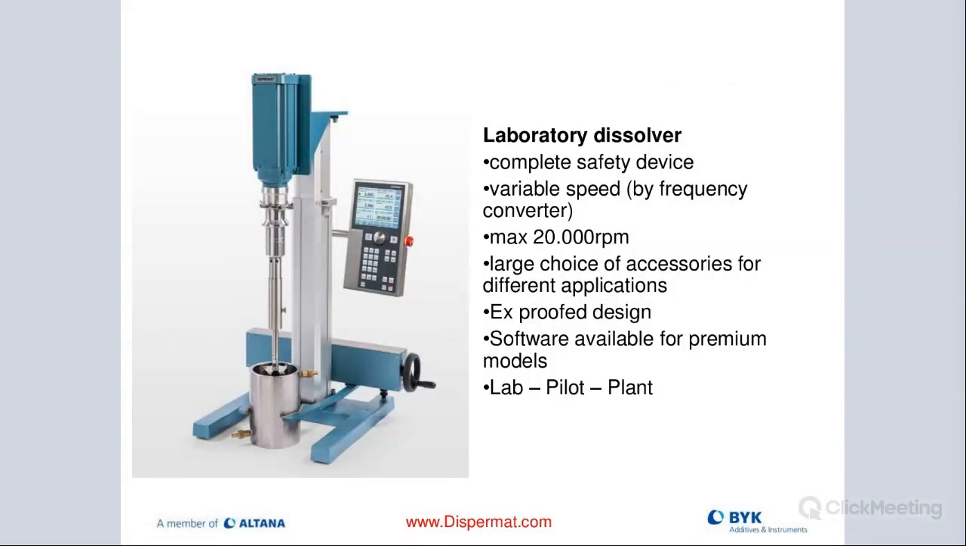So lab dissolvers come with safety features. They can go up to 20,000 RPMs. Again, that modularity. We have explosion-proof models for the premium models like the C technology ones, like you can see, like the AE. They allow you to use the software. And then again, we go from lab pilot all the way to manufacturing with our equipment.